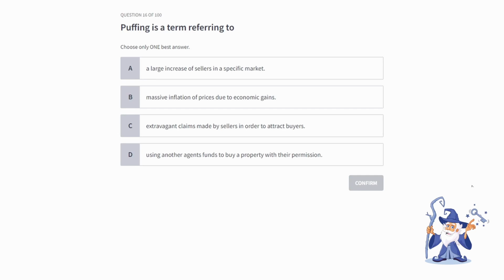Okay, question number 16. Puffing is a term referring to, and it gives us 4 options. A, a large increase of sellers in a specific market. B, massive inflation of prices due to economic gains. C, extravagant claims made by sellers in order to attract buyers. Or D, using another agent's funds to buy a property with their permission. So, going to give you guys a moment to think that one over. So go ahead and do that now.